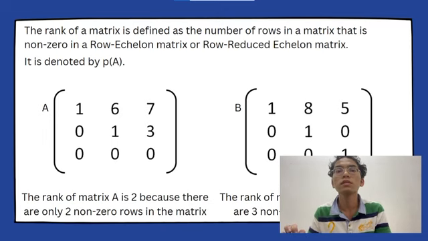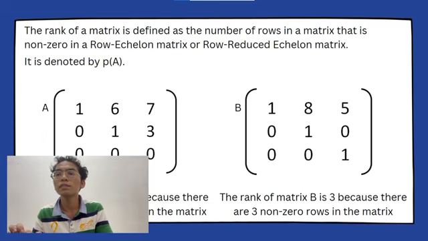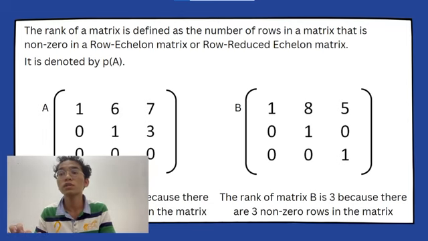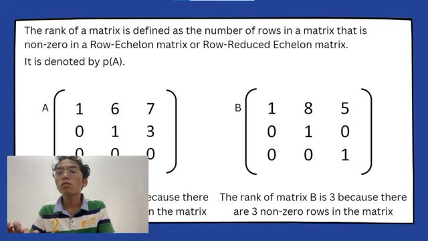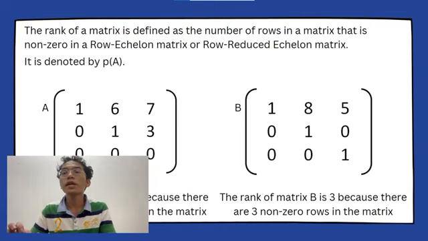So let's look into example 1. Given matrix A is [1, 6, 7; 0, 1, 3; 0, 0, 0]. From this matrix, we can see that only 2 rows are non-zero, which are row 1 and row 2. So we can write ρ(A) equals 2. Now matrix B is [1, 8, 5; 0, 1, 0; 0, 0, 1]. From this matrix, we see that all 3 rows are non-zero, so the rank of matrix B is ρ(B) equals 3.